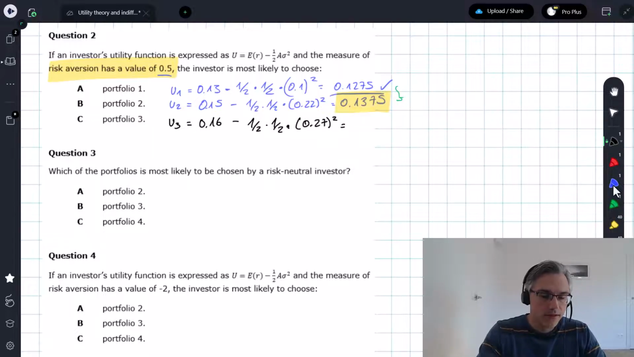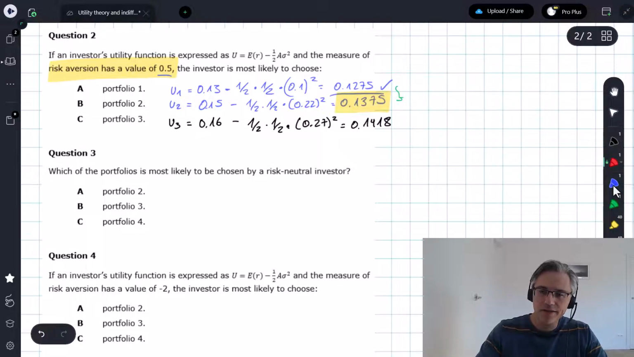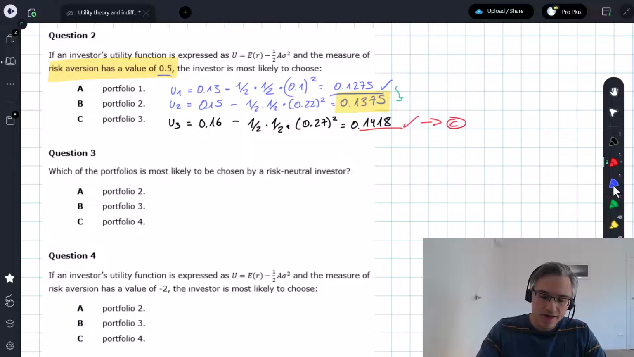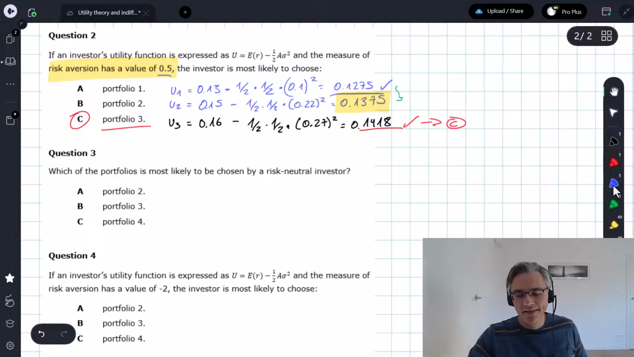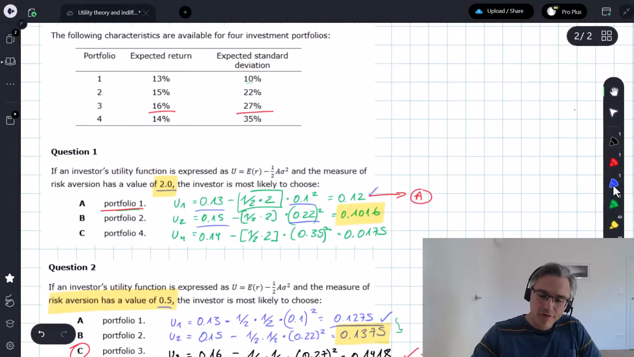What's this? So 0.16 minus 0.5 times A times 0.27 squared equals 0.1418. Brilliant. That's the highest utility we see over here. So that's going to be our choice. The answer is C, and it goes to portfolio 3. And by the way, I did solve this for portfolio 4 as well.